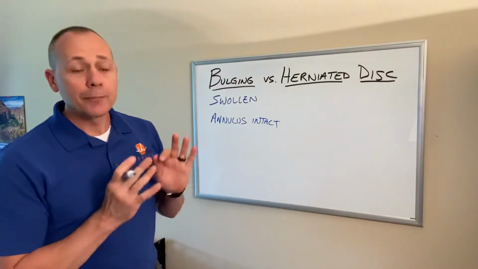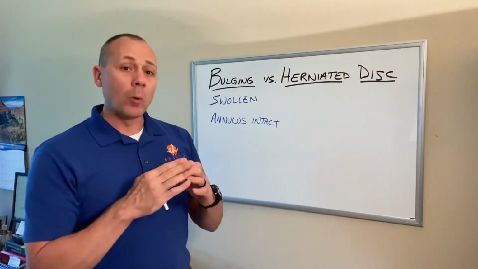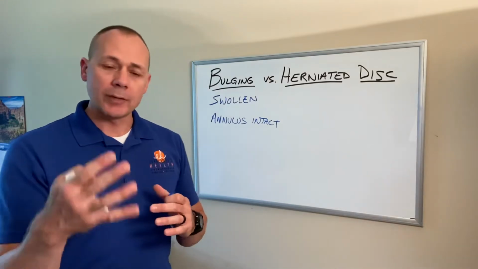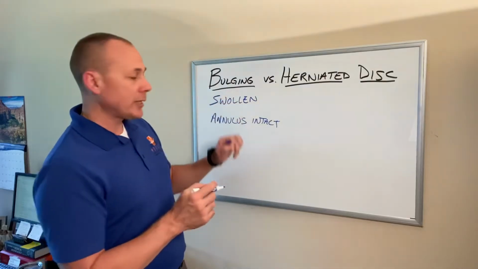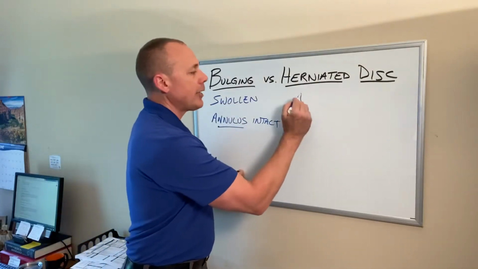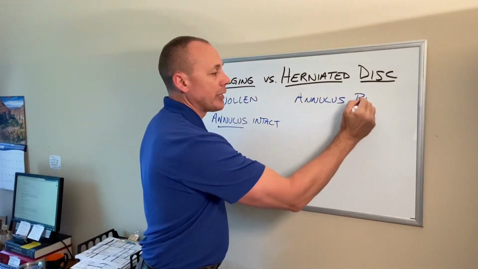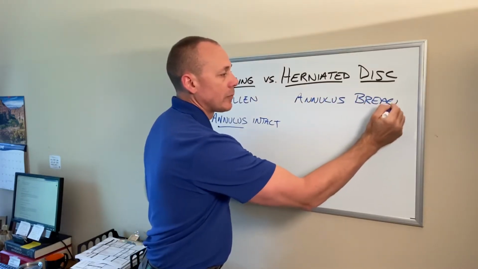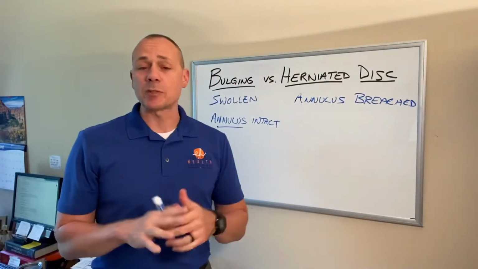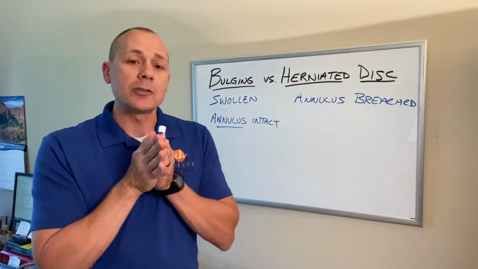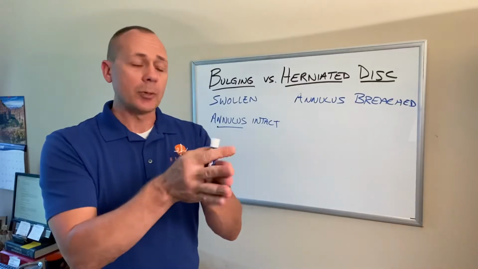Now, if we shift over to a herniated disc, it is a more severe condition with the disc. And the main difference with a herniated disc from a bulging disc is this right here. The annulus in a herniated disc has been breached. Now, what does that mean? Well, if you have a wall that's breached or a dam that's breached, there's something wrong with it, and something is getting through it. In the case of a dam, if there's a crack in it, water gets through it. Same with the disc.